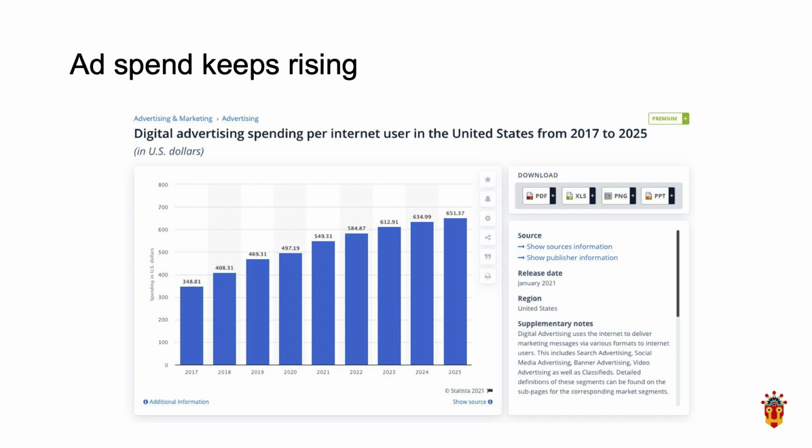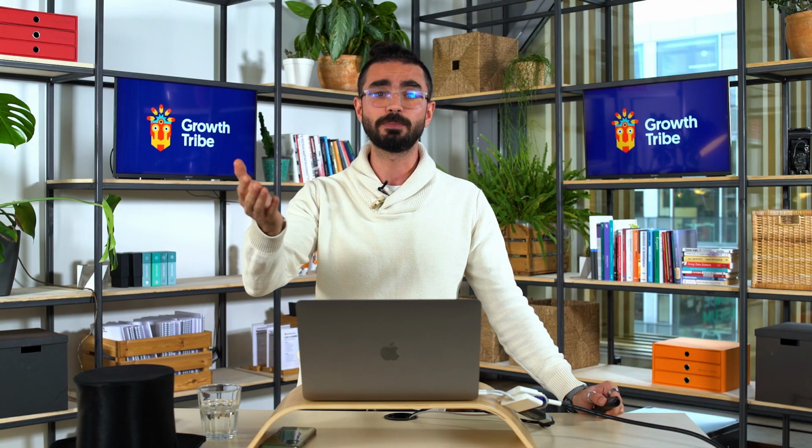You can definitely see here that in 2021, the digital ad spend in the United States reached or will reach $550 billion. So that's a lot of money in the States alone. So there's a lot of competition out there. All the businesses are competing for your attention and for your data.